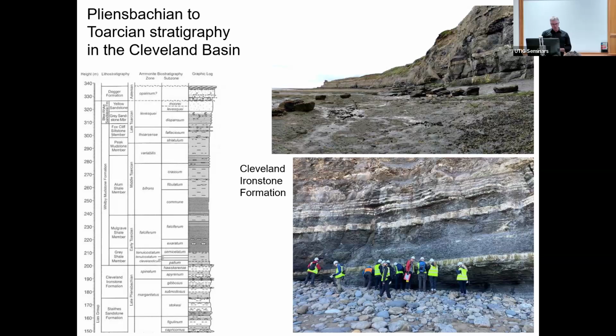The next formation above that is the Cleveland Ironstone Formation, which is in the latest part of the Pliensbachian. This is a really interesting sequence of rocks because we actually see cyclic sedimentation here, where you have oolitic ironstones overlain by mudstones, which then pass up into siltstones, fine sandstones, and then into an oolitic ironstone again. So there's a whole series of these cycles.